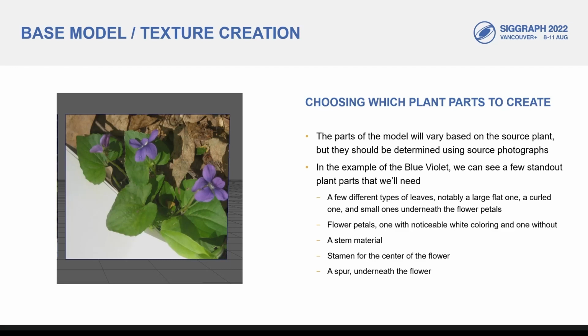a really important part. There's another part, a spur underneath the flower, which is really hard to see, but our study and research from before would tell us that each flower on a blue violet does in fact have a spur. So you really don't want to miss things like that, and it's why getting an understanding of the plant and learning about it before actually making the model is really important, because things like that are really easy to miss.